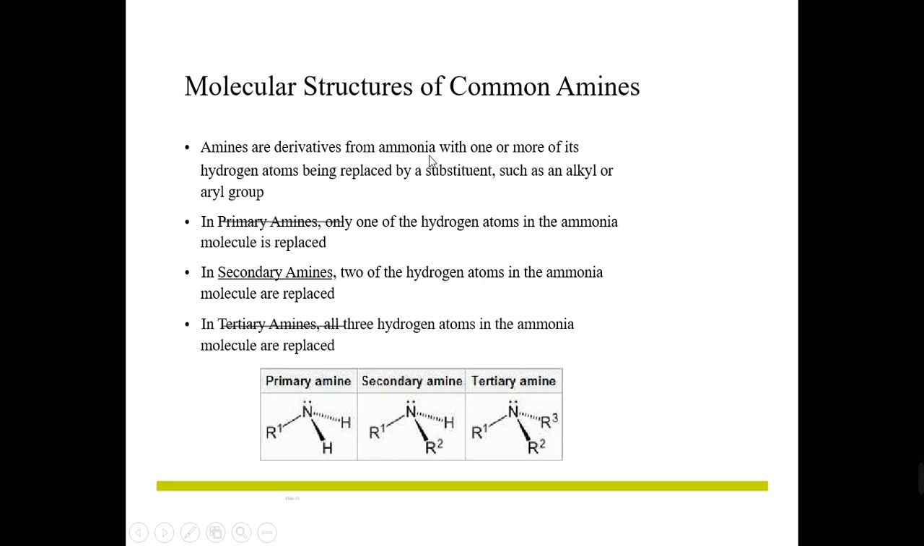These are the structures of the amines. They are derived from ammonia and have hydrogen atoms attached. We have primary amines and secondary amines. In the primary amine, you can see that it has only one hydrogen atom, only one.